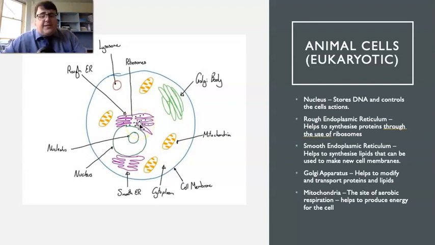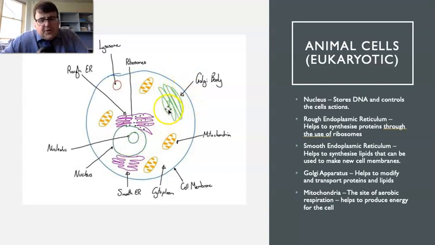And the reason for that is the rough endoplasmic reticulum helps us to synthesize proteins, and it does that through the ribosomes that are embedded in it, because ribosomes are the site of protein synthesis. Smooth endoplasmic reticulum on the other side doesn't have ribosomes, and that's because it's responsible for synthesizing lipids that we use to help make the cell membrane.